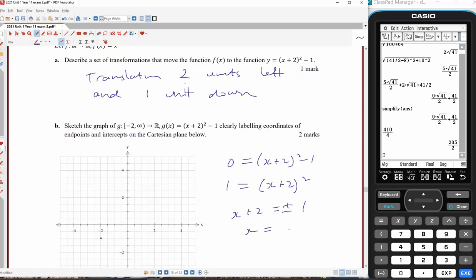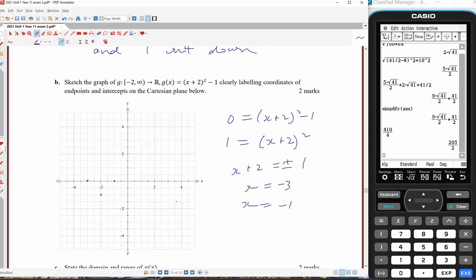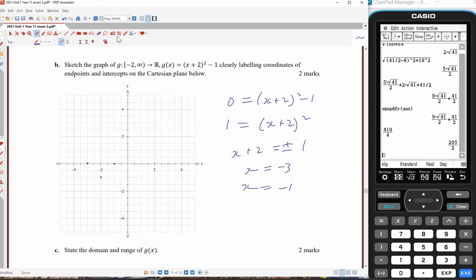-1 take 2 is -3. +1 take 2 is -1. So nice clean values there. -3 and -1. Okay, and what we wanted is from -2 to positive infinity. So it's going to go up through there.